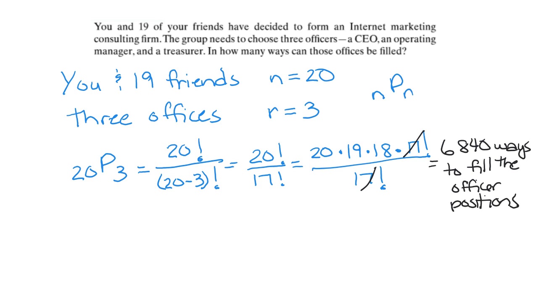So 20 permutate 3. In this case, when it says how many ways can those offices be filled, the order matters because those are distinct offices.